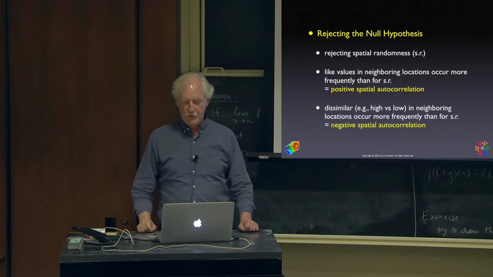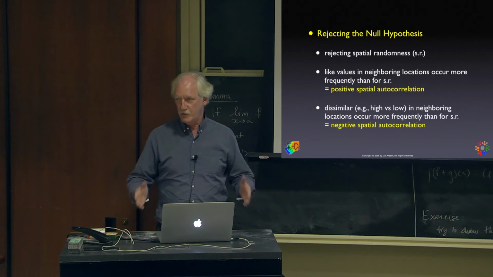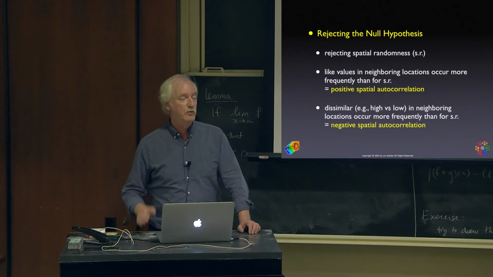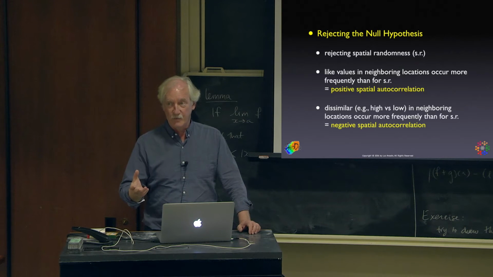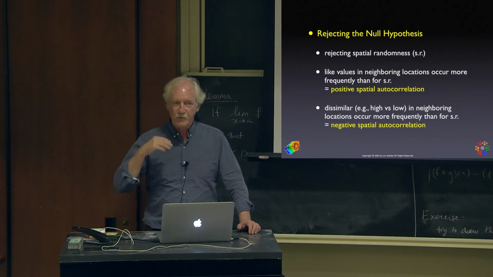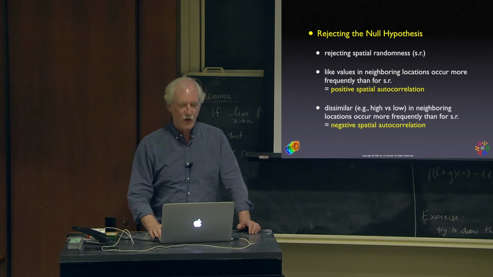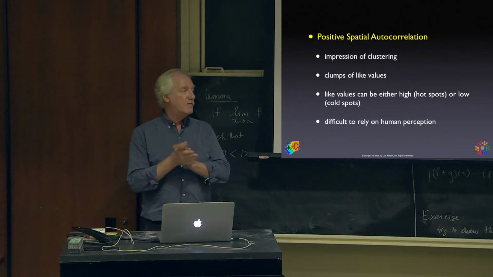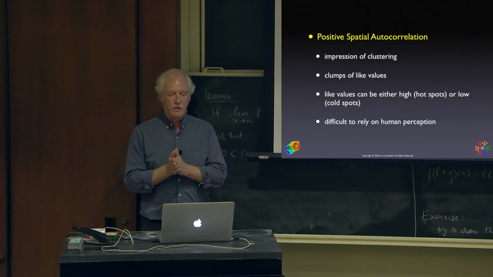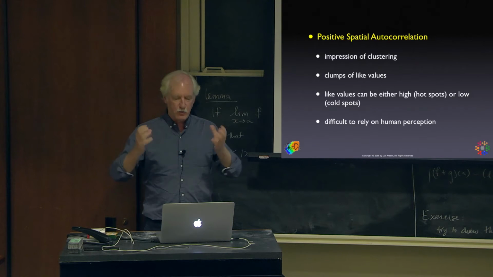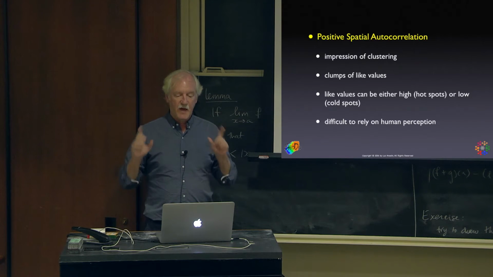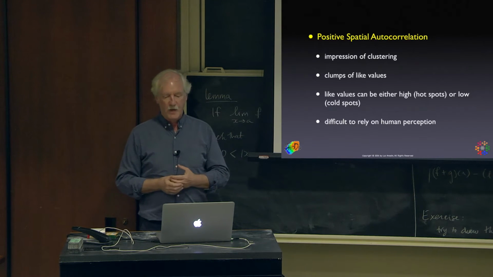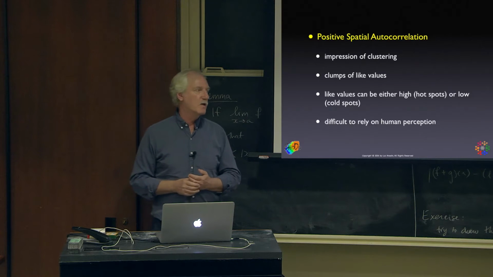Now, one of the problems and one of the reasons why people like me are in business, is that this is very difficult to tell by just looking at it. We just went through all the visual analytics. Now I'm kind of undermining the whole rationale for visual analytics, and in a few minutes you'll see why. So just to recap, positive spatial autocorrelation is clumps of like values clustering, but the values can be either high or low. If they're high, they're typically referred to as hotspots, and when they're low, they're referred to as cold spots.